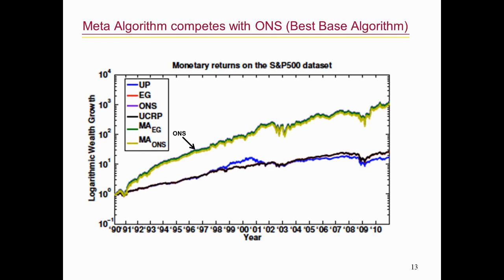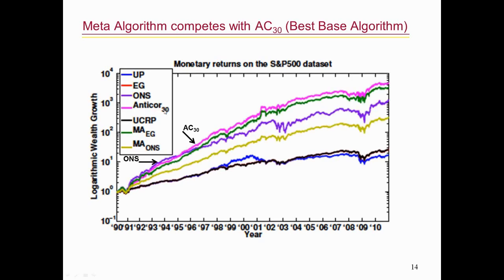Let me give one more example. I throw in another heuristic called Anticor 30, which is a pretty nice heuristic. It works pretty well on many data sets. There's a very nice paper discussing the properties of these algorithms that came out in 2004. We are going to follow this green line, and the theoretical guarantee it has is that it can track the best method. So if you see the green line, initially ONS is doing a bit better. So it's among the winners.